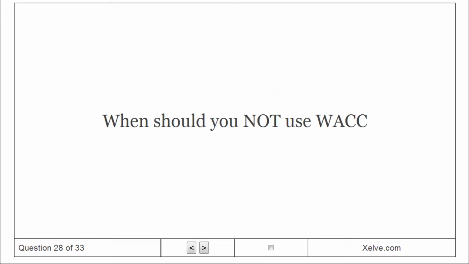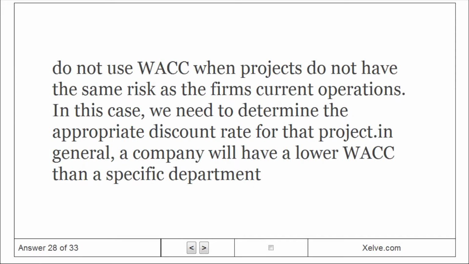When should you not use WACC? Do not use WACC when projects do not have the same risk as the firm's current operations. In this case, we need to determine the appropriate discount rate for that project. In general, a company will have a lower WACC than a specific department.